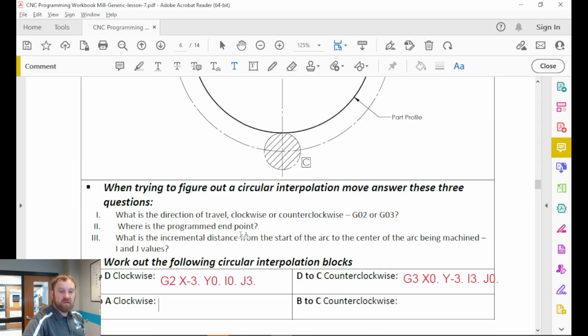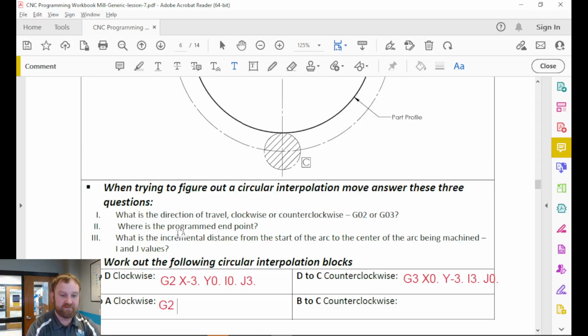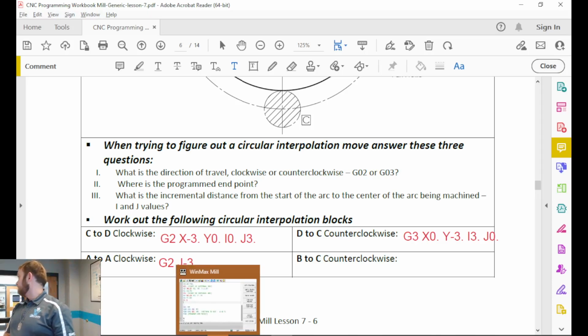Let's have our next one there for the A to A. What do you got? G2 clockwise, X0, Y3, I0, J negative 3. So what if I told you this? What if I told you, since you're doing a full loop, literally all you would need there is that right there.